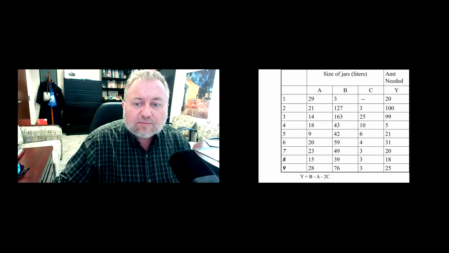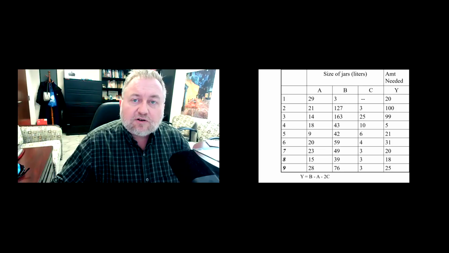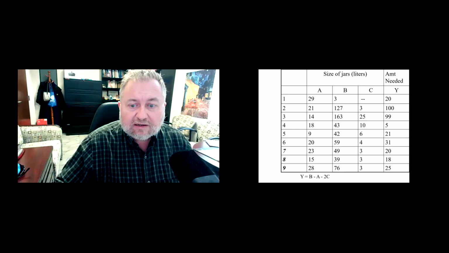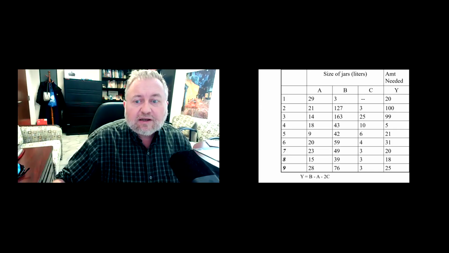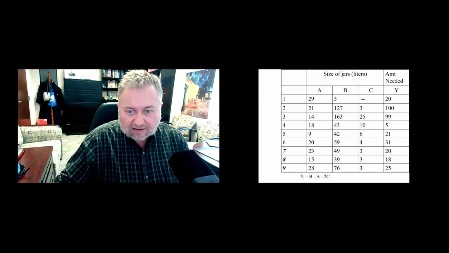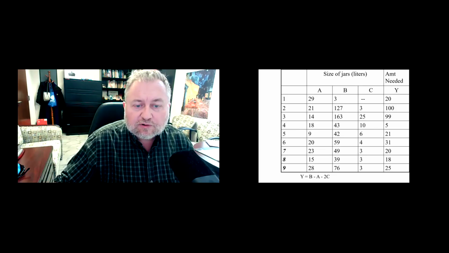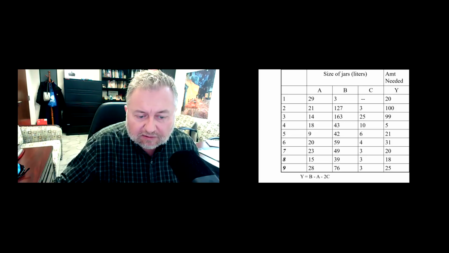And it turns out problem 3 has a very similar solution. If I take jar B and fill it up to 163 and then subtract out the 14, that gives me 149 liters in jar B. And then if I empty it into jar C, which holds 25, and I do that twice, that takes me down to the 99 liters. So again, I keep going, and I notice that this approach works for problem 4. So I'm cool, and I can keep on going.